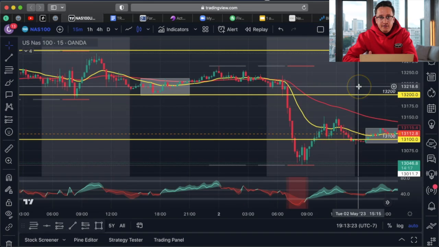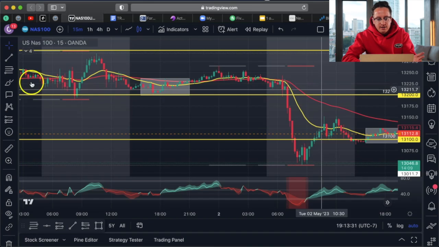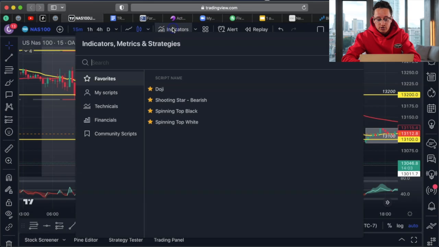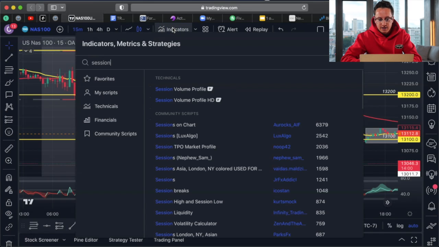Now, I want to give you guys my 2 top indicators that are going to be extremely helpful for this strategy. I don't use a lot of indicators. I do have the EMAs, the 20 and the 66, but the indicators that I want to give you are 2. The first one is going to be the sessions indicator.